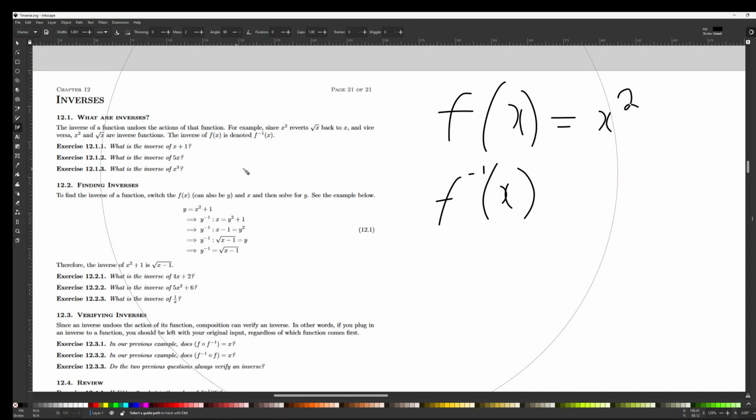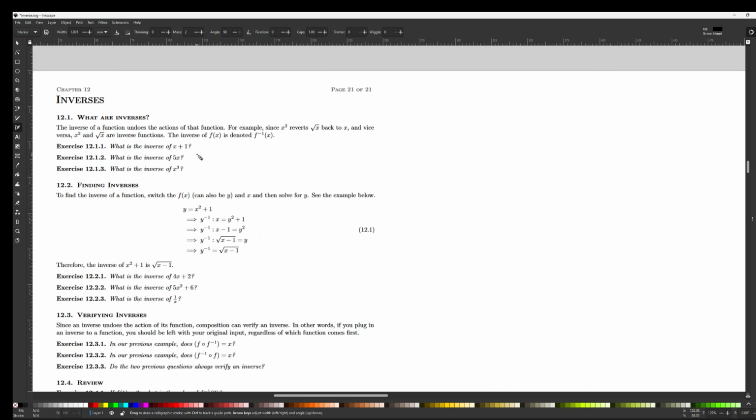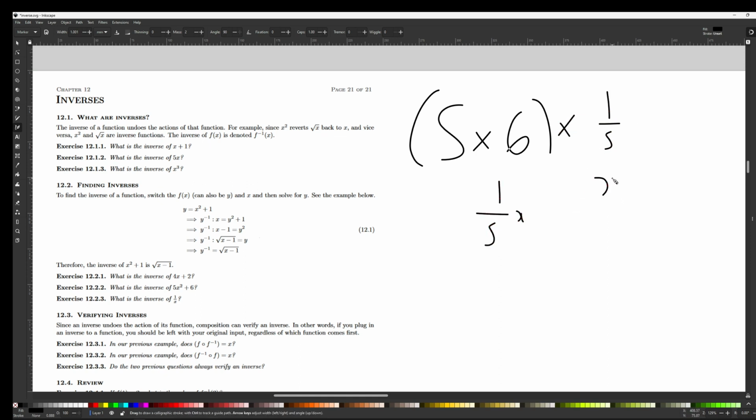So let's try some exercises here. What is the inverse of x plus 1? Okay, so we have 6 plus 1. How can we get back to 6? We would subtract 1. So that means that our inverse is going to be x minus 1. Okay, next one. What is the inverse of 5x? If we multiply a number by 5, like 5 times 6, how can we get back to our original input, which is 6? We would divide by 5, which is the same as multiplying by 1/5. So therefore, the inverse function is 1/5 x, or x over 5.